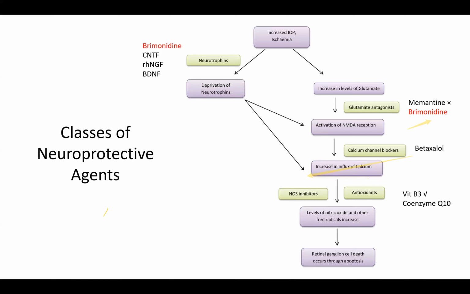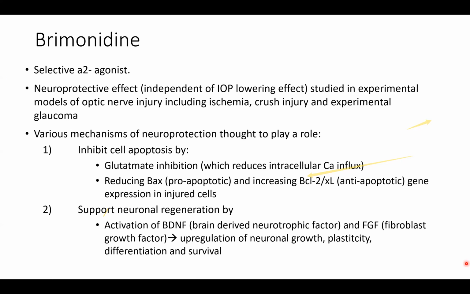Let's now look at brimonidine, as a neuroprotective agent. As we know, it reduces intraocular pressure with its alpha-2 agonist actions. It has been investigated as a neuroprotective agent in various experimental models.